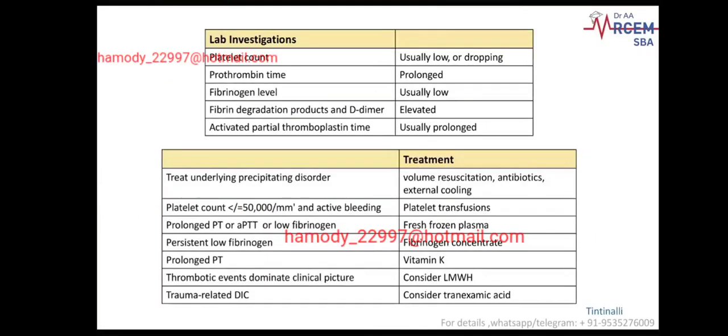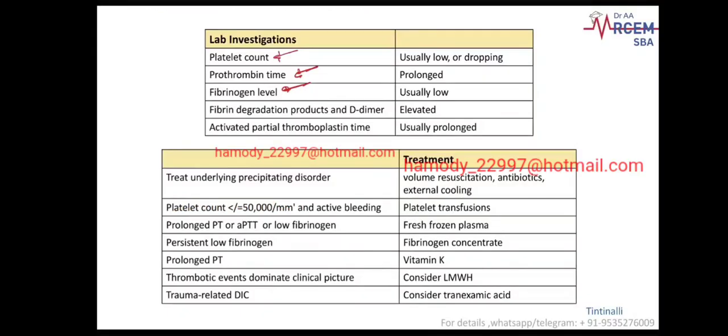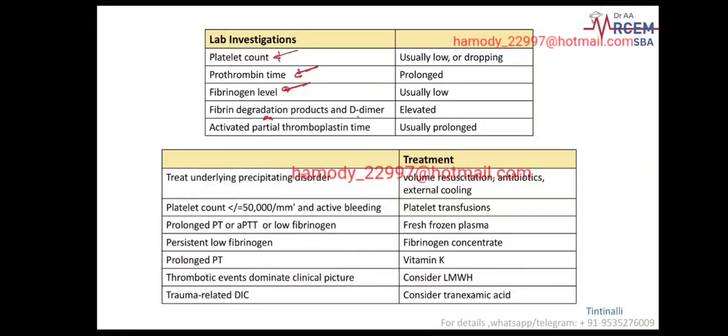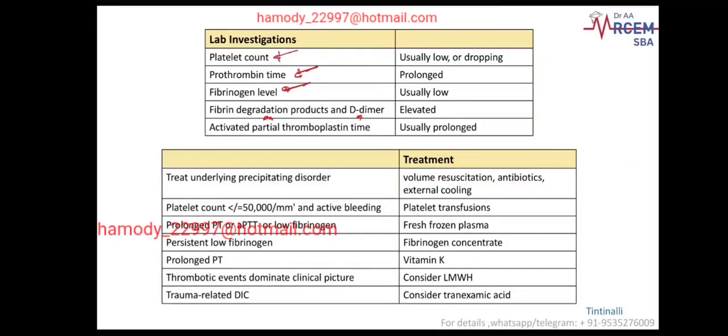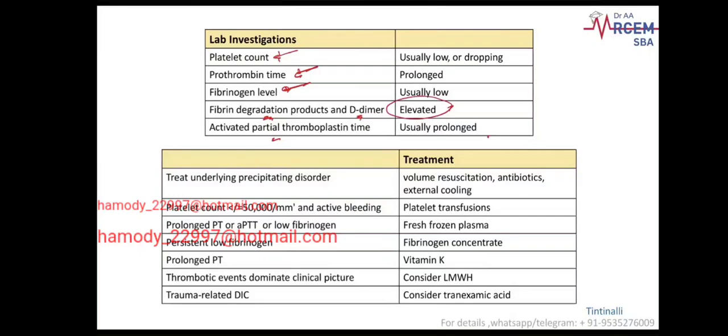What are the lab investigations? Platelets are consumed, so they will be on the lower side. Clotting factors are consumed, so the prothrombin time and APTT will be prolonged. Fibrinogen levels usually will be on the lower side. Fibrin degradation products and D-dimers, as clots break down, will be elevated.